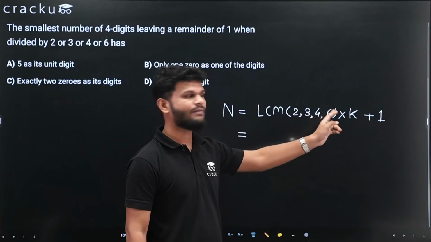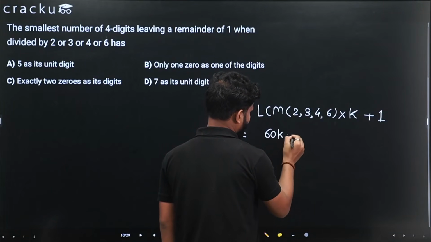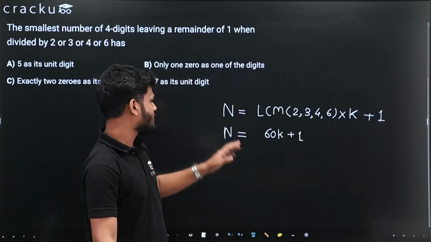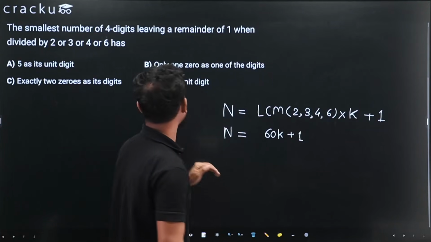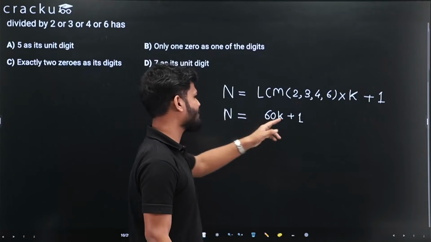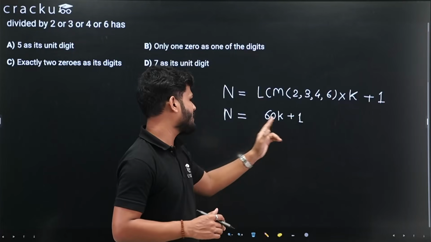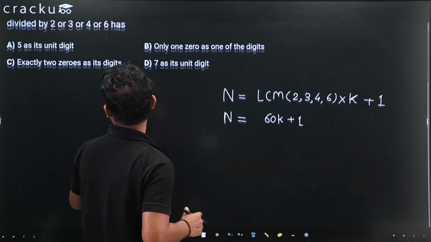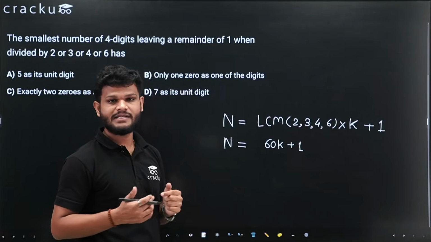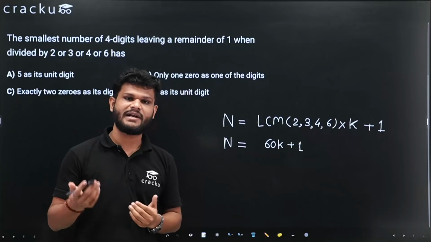So from here what you can write? LCM of 2, 3, 4, 6 is 60. So 60k plus 1 will be the format of a number which leaves a remainder 1 when divided by 2, 3 or 4 or 6. So you can put k is equal to any integer. Let us say if you put k is equal to 0, so n will be equal to 1. So when 1 is divided by 2, remainder is 1. When 1 is divided by 3, it is 1. When 1 is divided by 4, remainder is 1. When 1 is divided by 6, remainder is still 1.